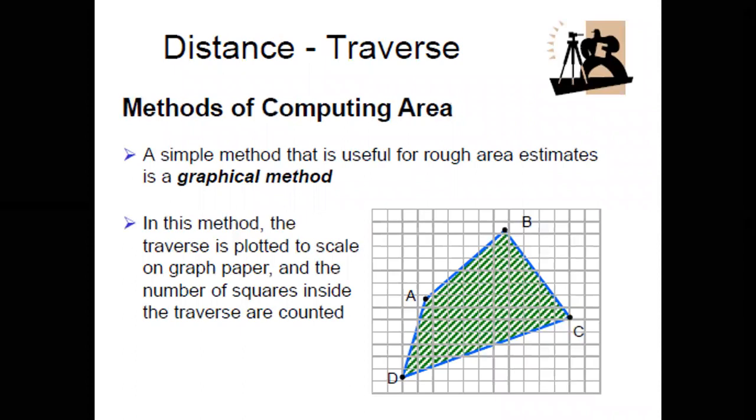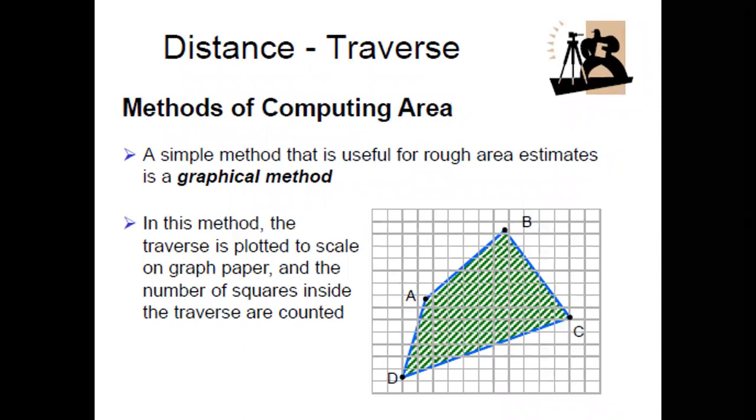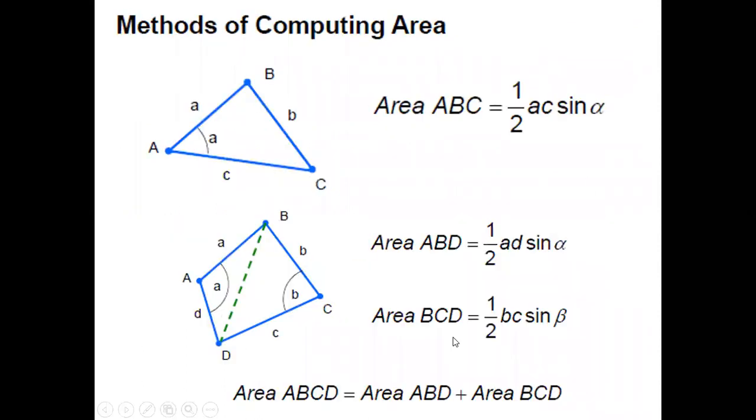A simple method that is useful for rough area estimates would be the graphical method. Under this, the traverse is simply plotted to scale on graphing paper, and the number of squares inside the traverse are counted. We can also use the basic formulas.